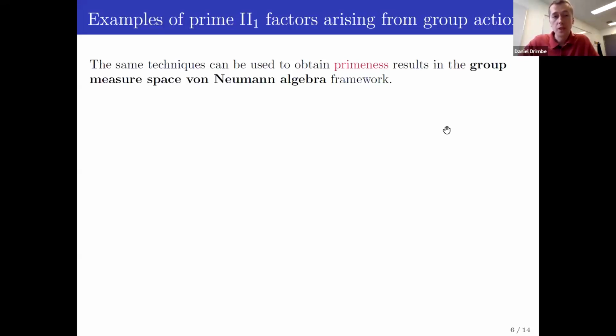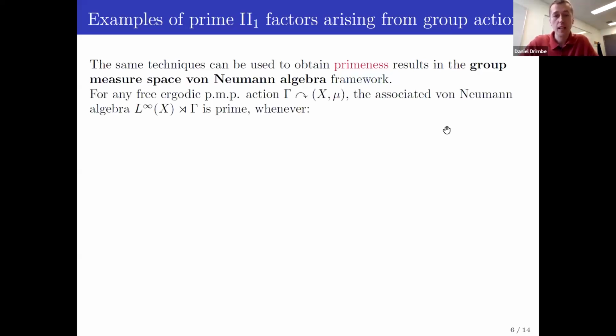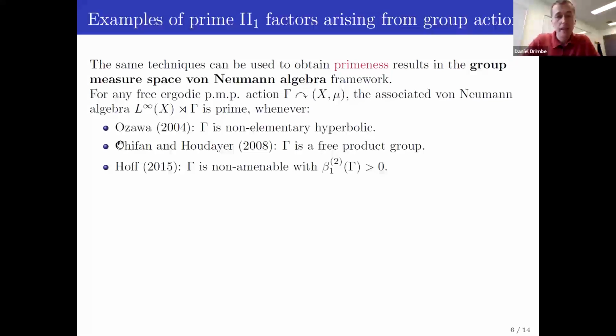Let me also say a few words about II1 factors that are prime, but in the setup of group measure space von Neumann algebras. So in other words, if I consider a group action, let's see some primeness results. We actually have the following general statement. For any free ergodic PMP action of Gamma acting on X, the associated von Neumann algebra L infinity of X cross Gamma is prime whenever, and here are a couple of results.